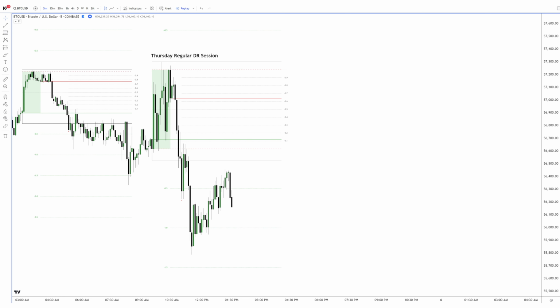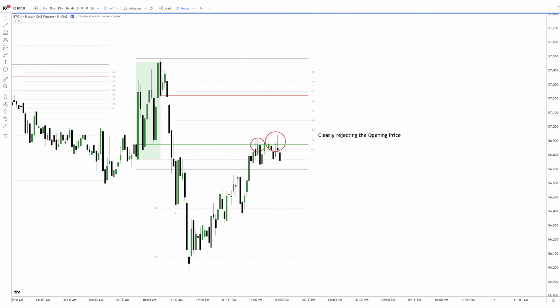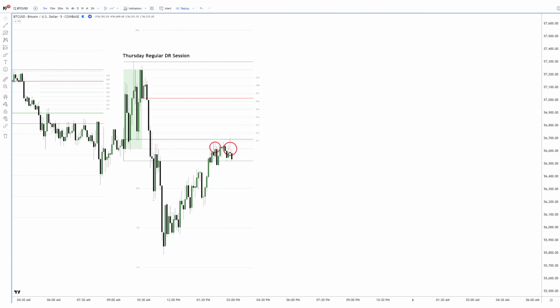Later in the session at around 2 p.m., price starts to reject the IDR low several times. But what's more impressive is that in the Bitcoin futures price chart, it rejects the opening price. Coming to the last hour of the session, you definitely want to see a close below the range to become a DR true day.